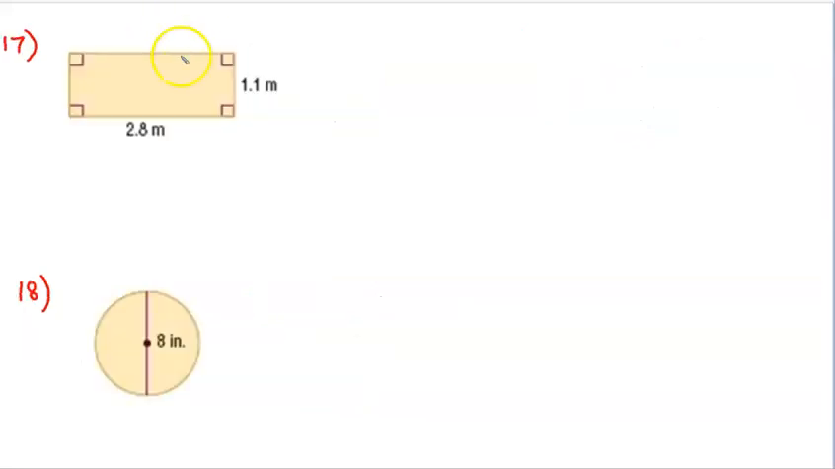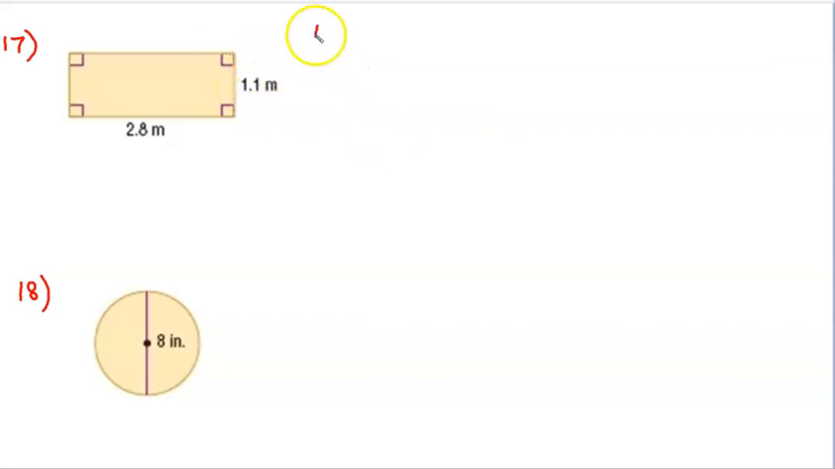And let's move on to some others, starting with number 17 and going through number 22. Your directions are find the perimeter or circumference, if it's a circle, and area of each figure. And we're going to do these in decimal form, rounded to the nearest tenth.